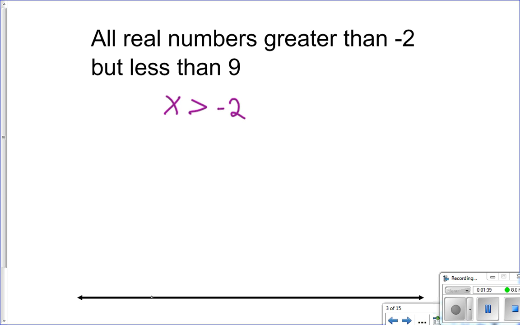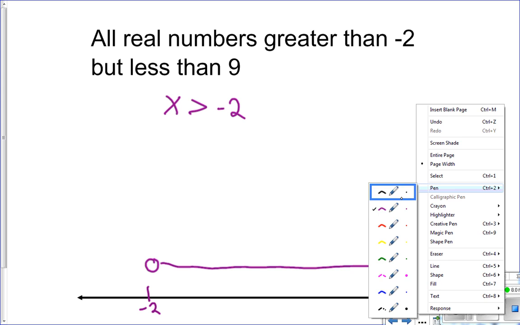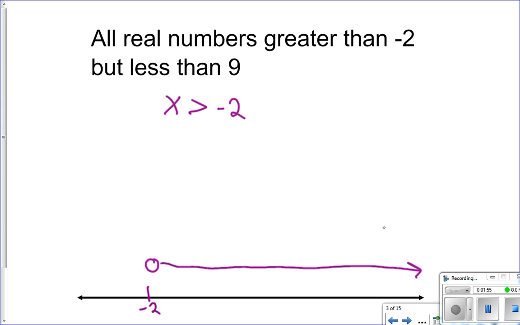So I'm going to graph that. So here's -2, and x is greater than -2. So I'm going to graph everything that's greater than it. So that's everything to the right. Let's choose another color. Let's choose red. But the other part of this says less than 9. So it's all real numbers greater than -2, but less than 9. So therefore, the restrictions on x have to be less than 9.